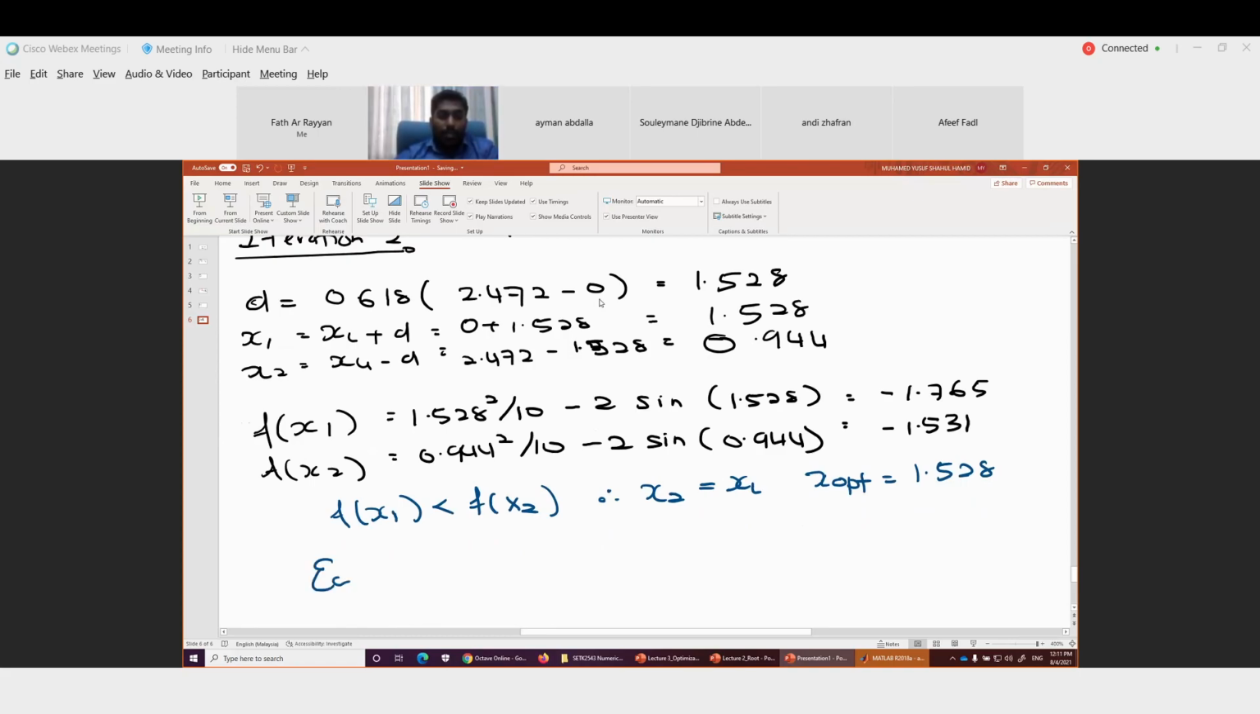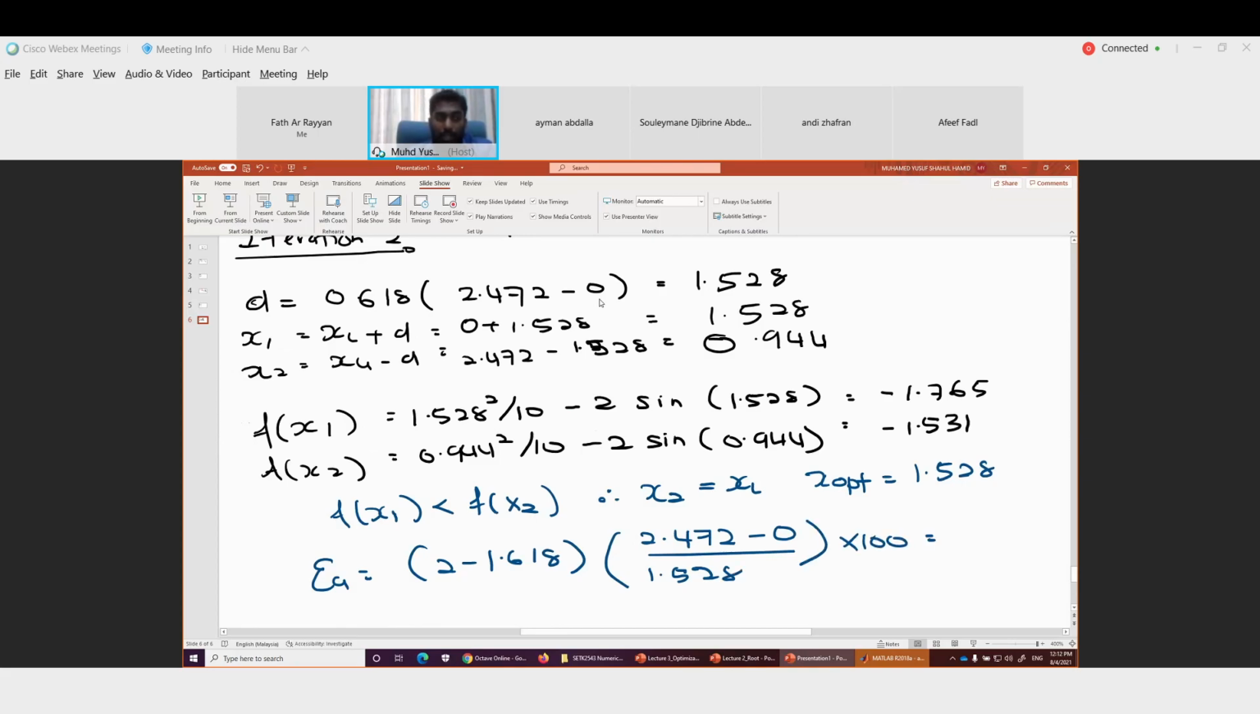Your error is equal to 2 minus 1.618, multiplied by the upper and lower limit. We have already said that the upper limit is going to be 2.472 minus 0, divided by 1.528, and then multiplied by 100. This should yield 61.8%. Okay, up until now, okay?